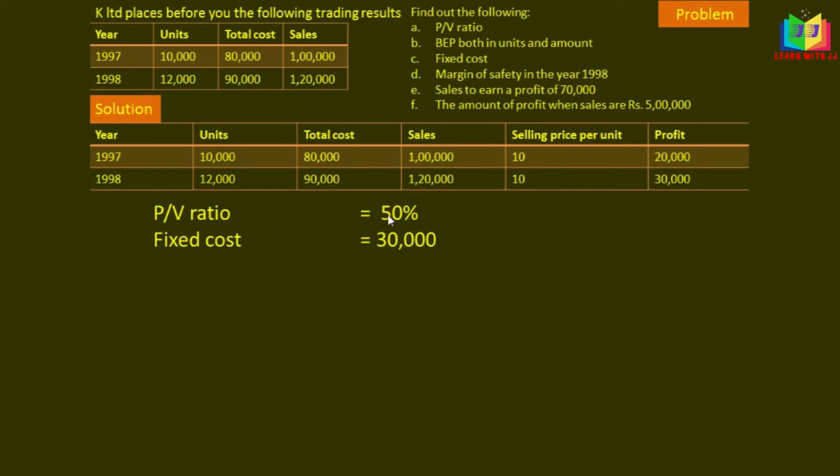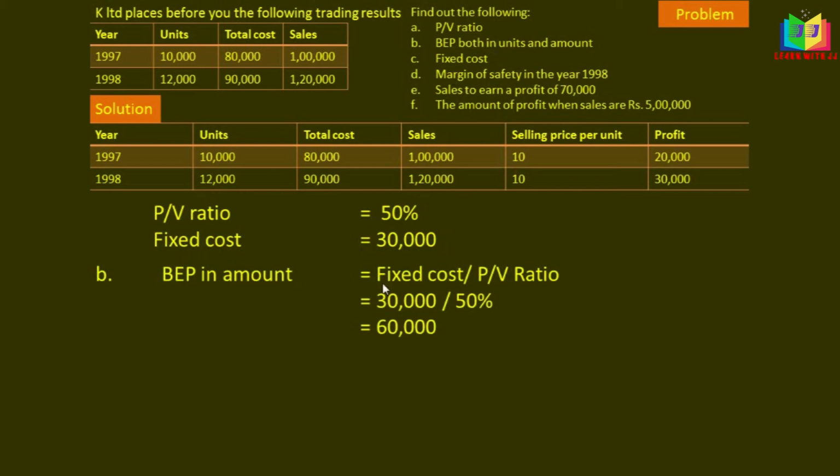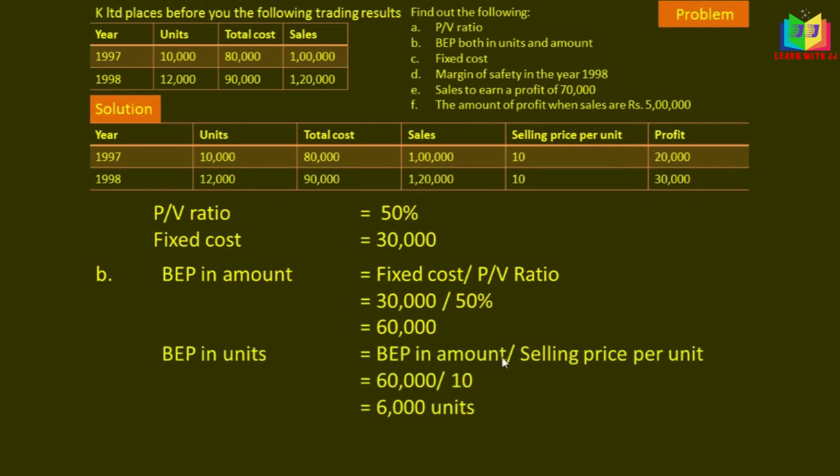And we found this PV ratio and fixed cost. Using this we can find out the break-even point. And the formula to find out the break-even point is fixed cost divided by PV ratio. So this is 30,000 fixed cost and PV ratio is 50%. So we'll get 60,000 as the break-even point in amount. We can find out in units too. The formula is break-even point in amount divided by selling price per unit. In amount we got 60,000, divided by selling price of 10. If we divide that, we'll get 6,000 units.